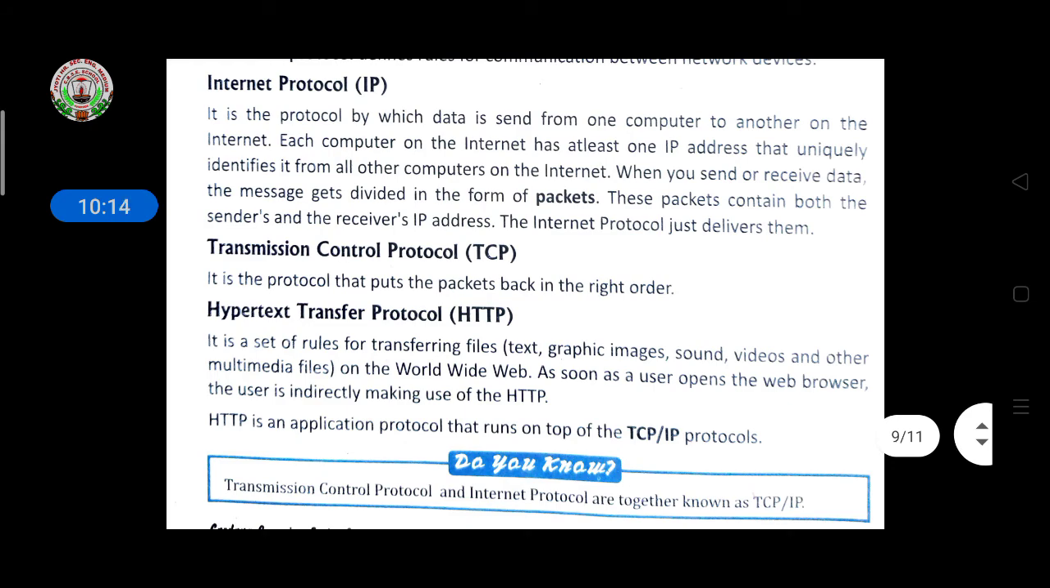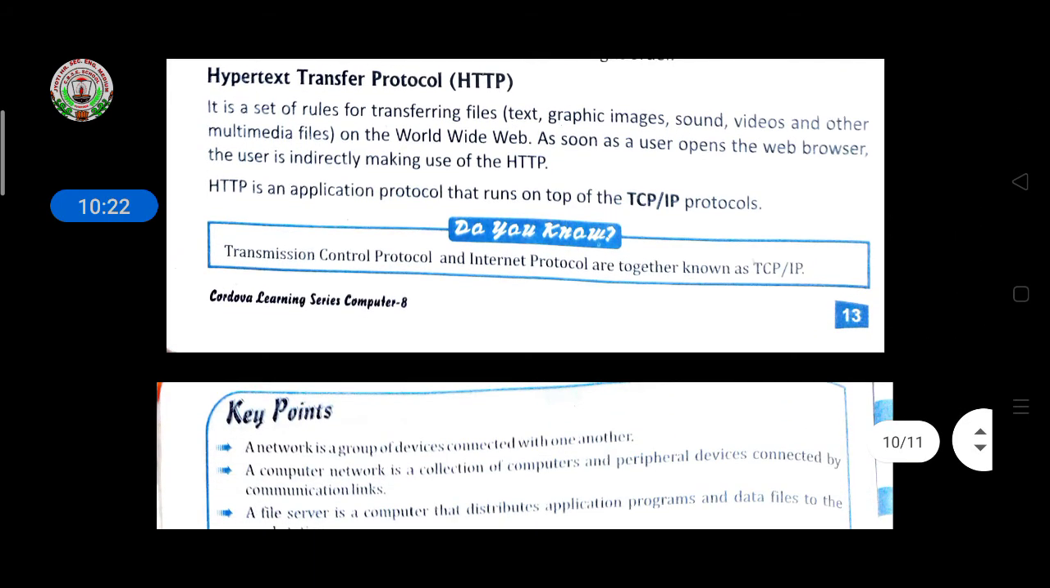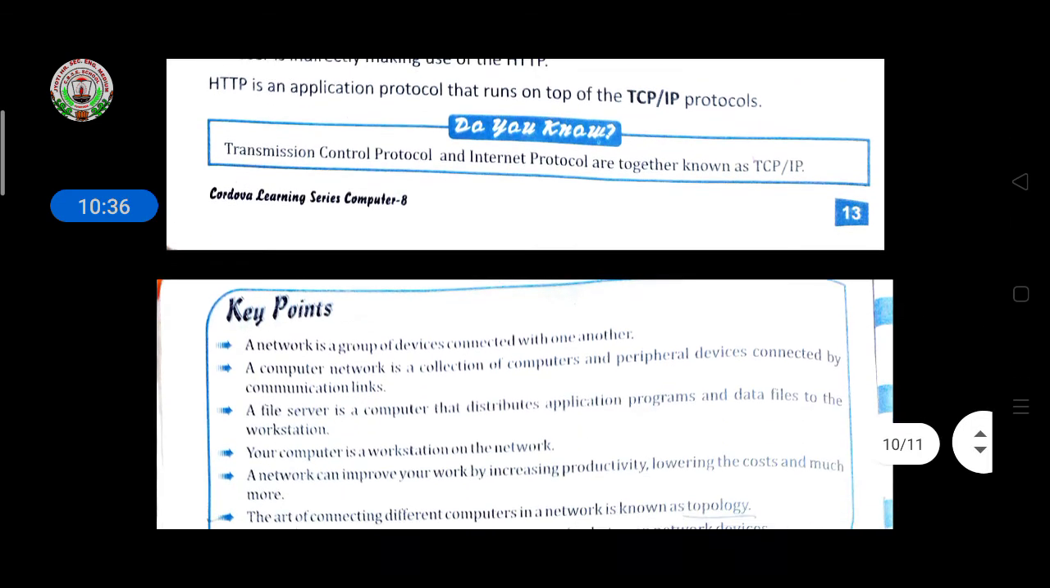Then TCP means Transmission Control Protocol. It is the protocol that puts the packets into the right order. Then Hypertext Transfer Protocol is a set of rules to transfer files, meaning whichever type of files you want. It will connect with the World Wide Web, and if you want to open a website, it will open with the help of this HTTP.